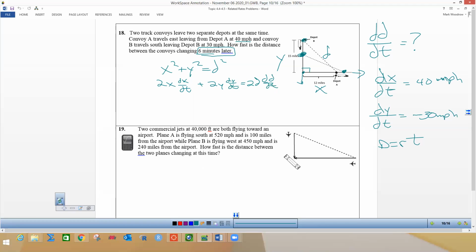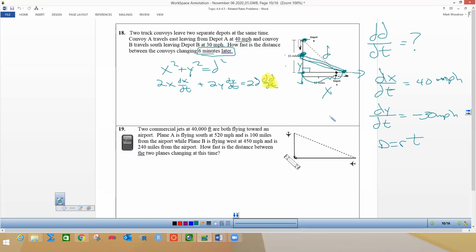Now we have to have numbers for everything except this, because this is what we're looking for. That's what we need to find. So we got to be able to plug in numbers for all this stuff. So the actual y value we want is 6 minutes after they start. So the actual y value we want is this y value. And the actual X value we want is from here all the way over to there. We want that X value. So we're talking about from here to here we need, and from here to here, and then this is the actual D value we need after 6 minutes.